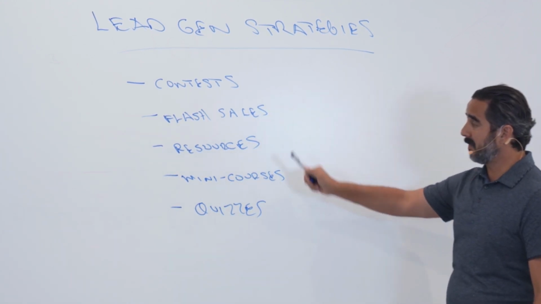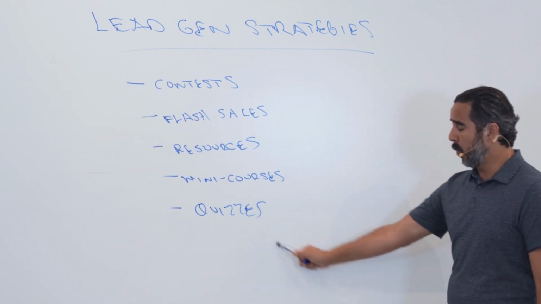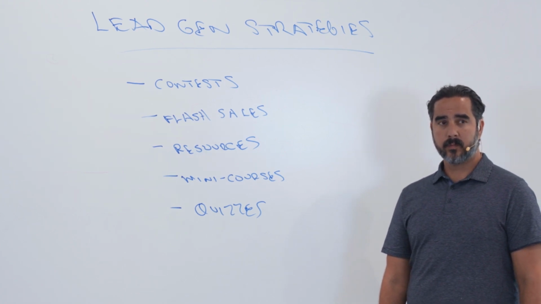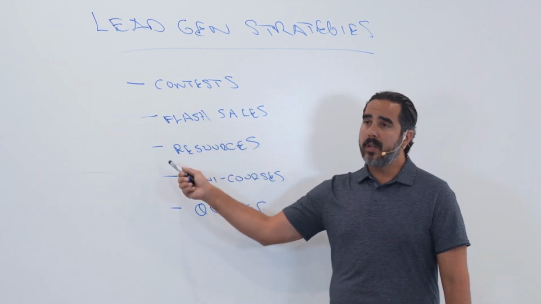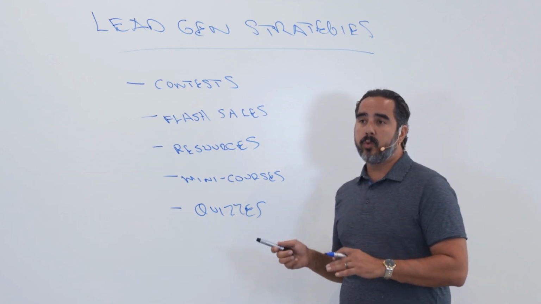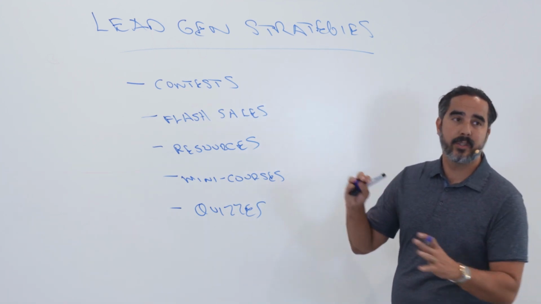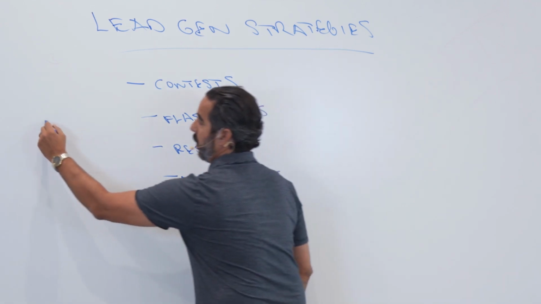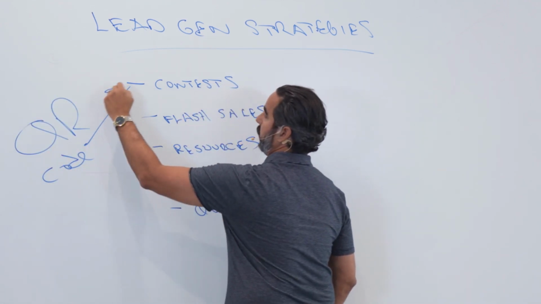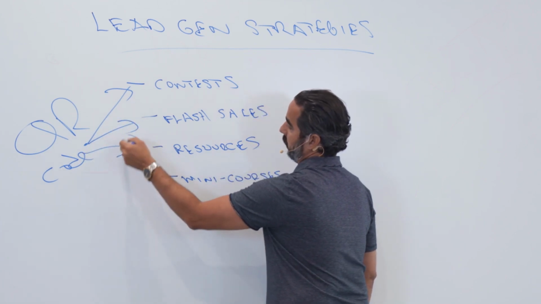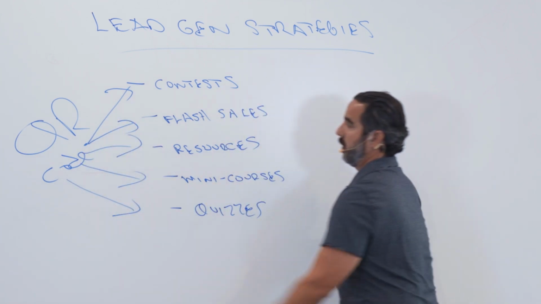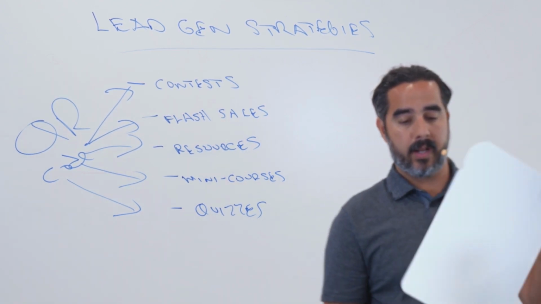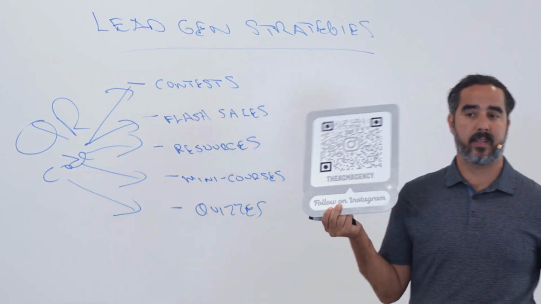So contests, flash sales, resources, mini courses, quizzes. What am I missing here, Jorge? Growth tools, maybe? Well, QR codes? Well, QR codes and growth tools are more tactical. They get you into this, right? If you can have a QR code that gets you into this, or this, or this, or this, or this, right? So if you create a QR code, you say, go ahead and scan this code, and I'm going to introduce you into our weekly flash sales, right?